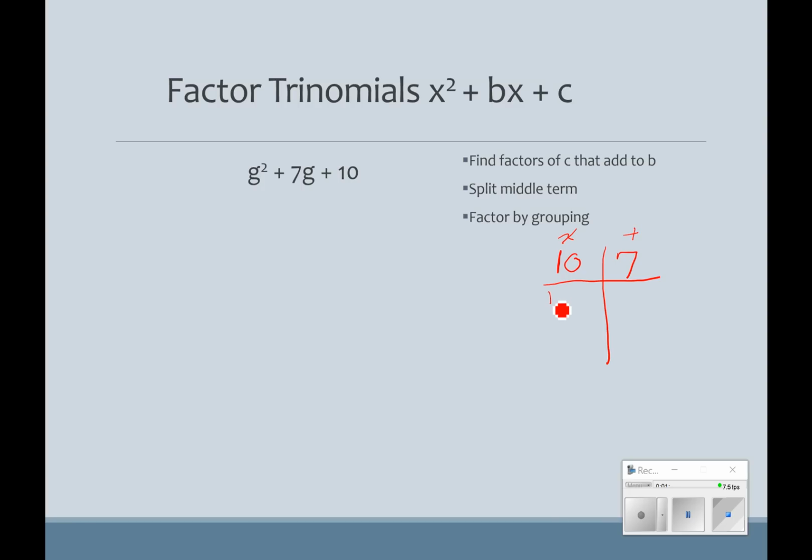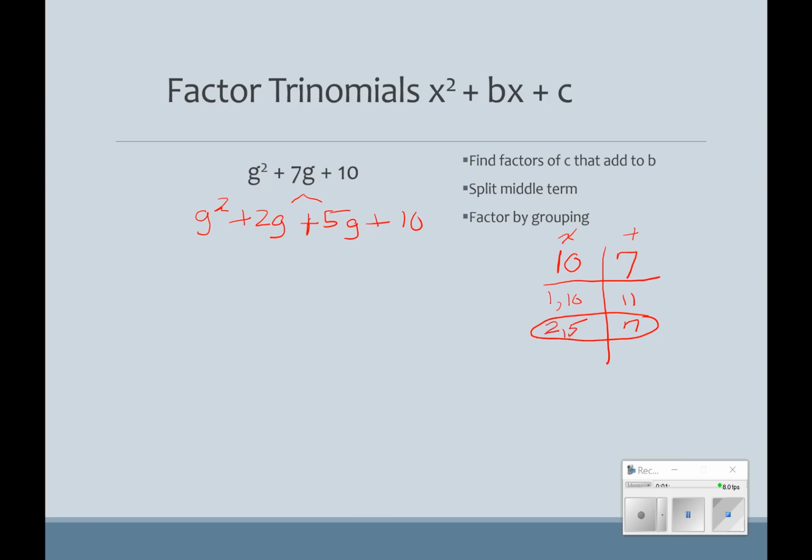So start at 1 and 10. When I add 1 and 10, it's going to give me 11. And then I've got 2 and 5, and when I add that, that's going to give me 7. So these are the factors that I'm looking for. I'm going to split the middle term, bring down the outside. So g squared plus 2g plus 5g plus 10.